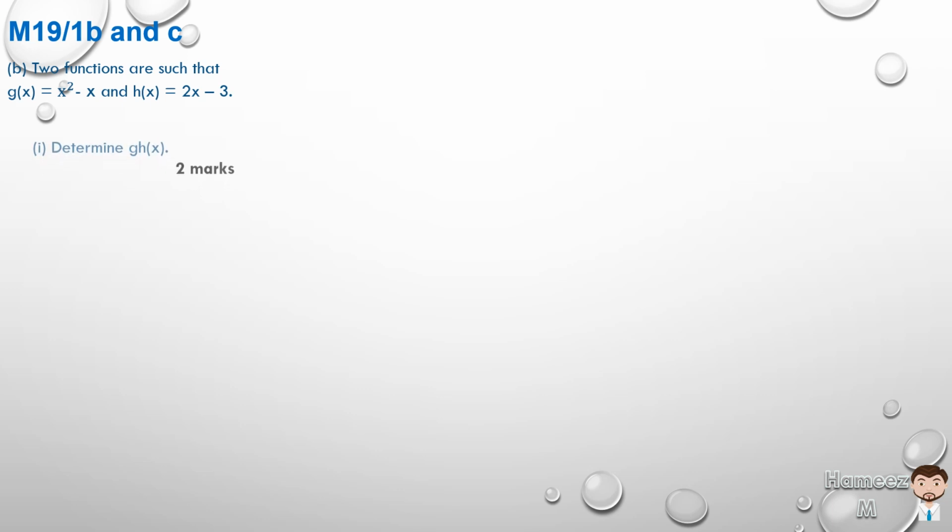May 2019, number 1b. Two functions are such that g of x is equal to x squared minus x and h of x is equal to 2x minus 3. Part 1. Determine g h of x. So we can see that this is a functions question.